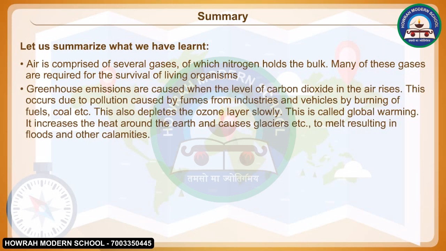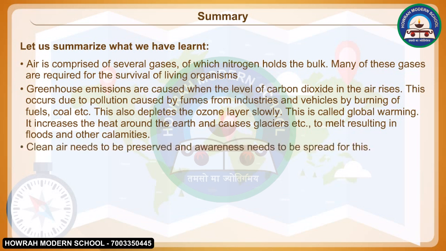Greenhouse emissions are caused when the level of carbon dioxide in the air rises. This occurs due to pollution caused by fumes from industries and vehicles, and by burning of fuels, coal, etc. This also depletes the ozone layer slowly. This is called global warming. It increases the heat around the earth and causes glaciers, etc. to melt, resulting in floods and other calamities. Clean air needs to be preserved and awareness needs to be spread for this.